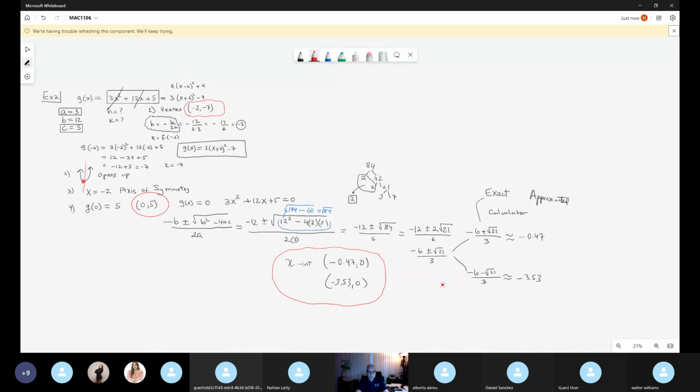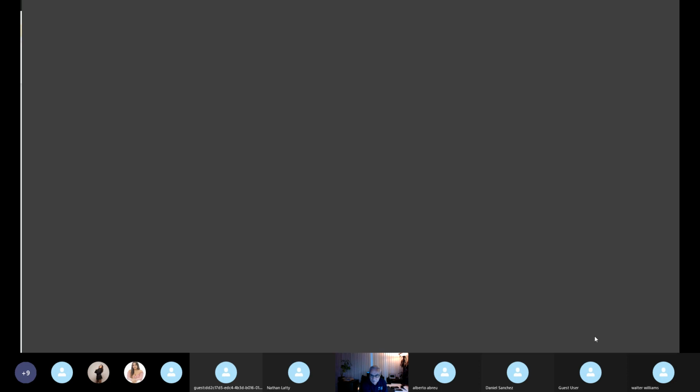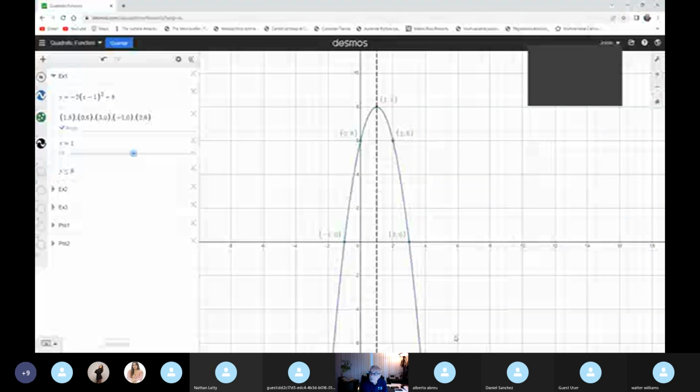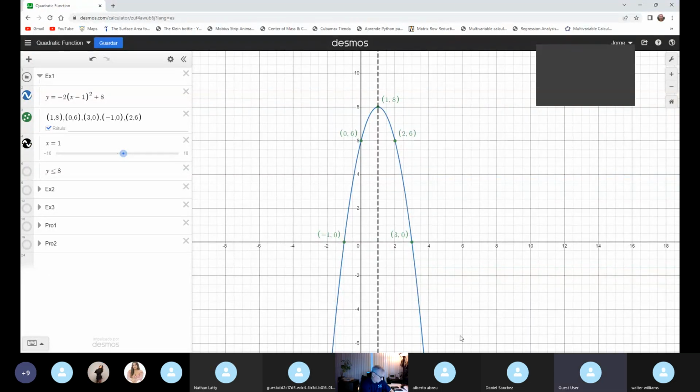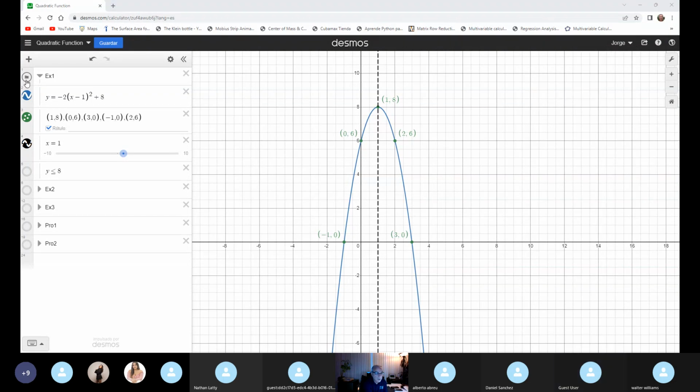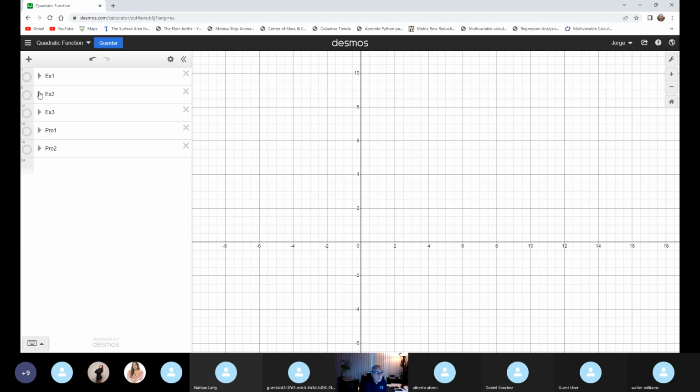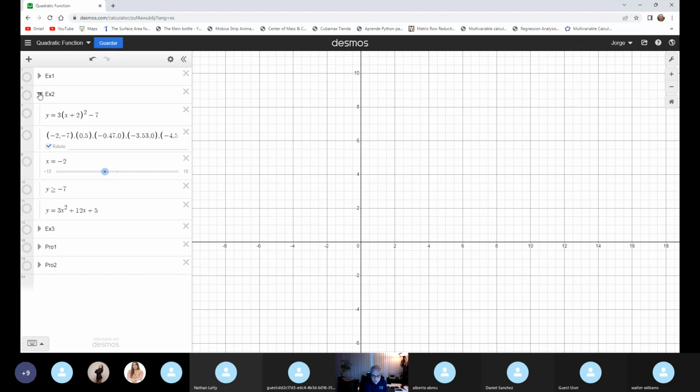I go to Desmos. I type in the equation, and I try to find the point graphically. Do you see Desmos? Yes, we can see it. This is example 1. Now you see example 2. Example 2 is this. Okay, I copy here.